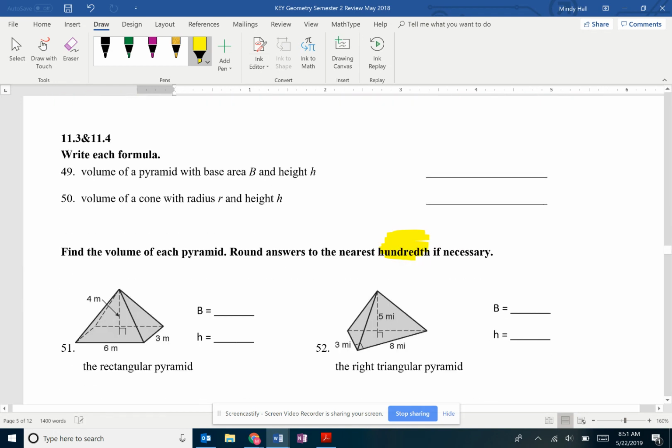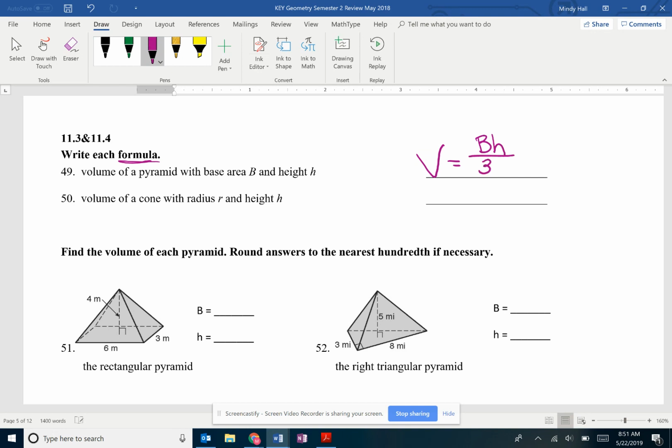For number 49, they're really just asking for the formulas. So if we have a pyramid with base area B and height H, my volume is going to be my base area times height divided by 3, because it is a pyramid. And then with a cone, it's going to be almost exactly the same, except it's going to be pi r squared times h divided by 3. Notice the only thing that really changes is because a cone has a circle as its base, my base area is just the formula for a circle instead.